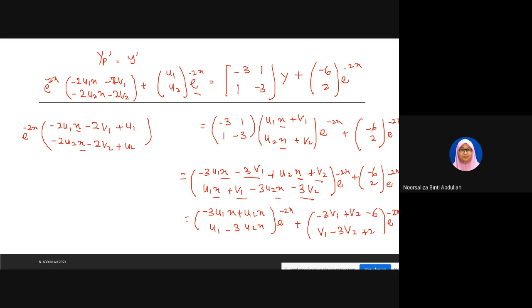Okay, so sama juga dekat sebelah sini. Okay, here you have minus 2u1x minus 2u2x. Okay, exponent minus 2x plus, okay, plus here u1 minus 2v1, u2 minus 2v2, exponent minus 2x. Doktor, yang X tu tak payah keluarkan, kejap lagi kita keluarkan. Okay, ada soalan tak sampai sini? Ada soalan? Tak ada. Okay, kalau tak ada, next kita keluarkan X.